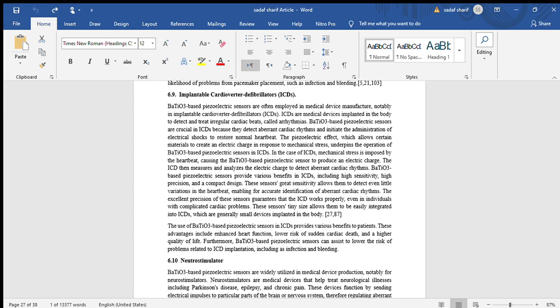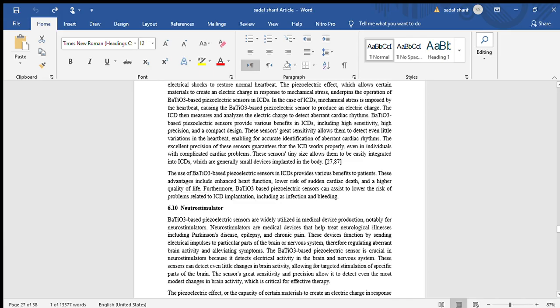Barium titanate based piezoelectric sensors provide various benefits in ICDs. These include high sensitivity, high precision, and a compact design. The sensors' great sensitivity allows them to detect even little variations in the heartbeat, enabling accurate identification of aberrant cardiac rhythms. And the excellent precision of the sensors guarantees that ICDs work properly even in individuals with complicated cardiac problems.